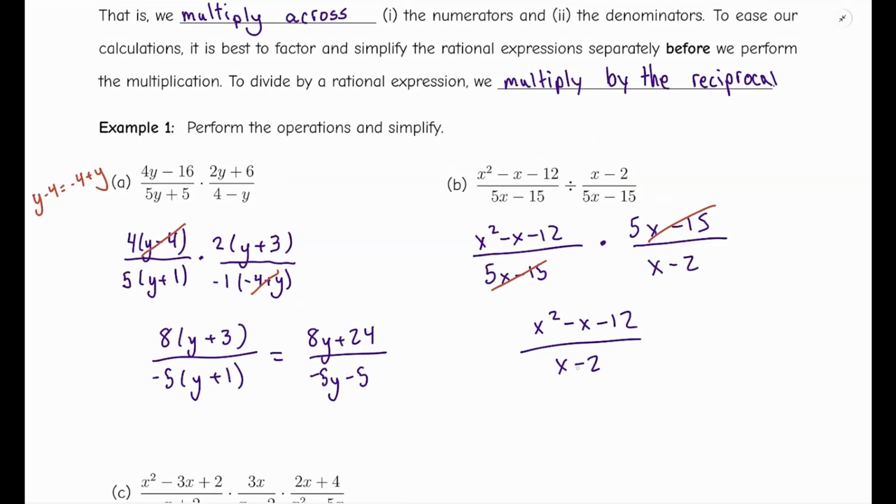Now we do need to see if it can be factored and reduced further. Well, x squared minus x minus 12 is x minus 4 times x plus 3, and that's over x minus 2. Well, it can't be reduced any further, so that last step was kind of unnecessary, but you don't know it's unnecessary until you do it.